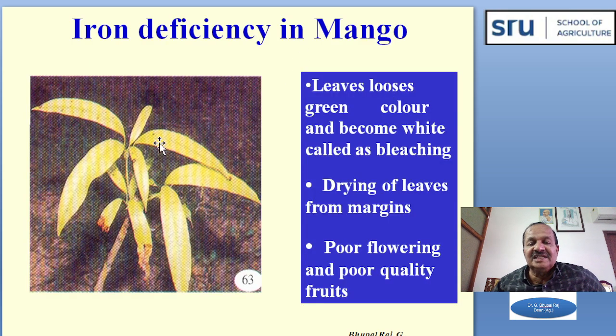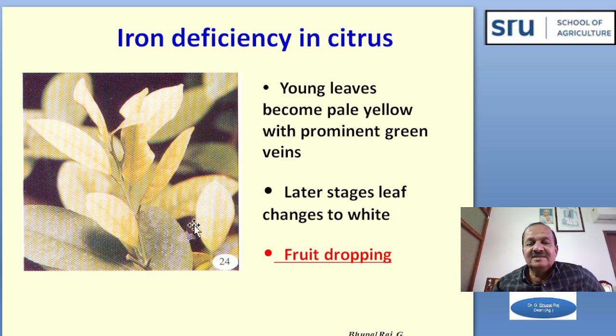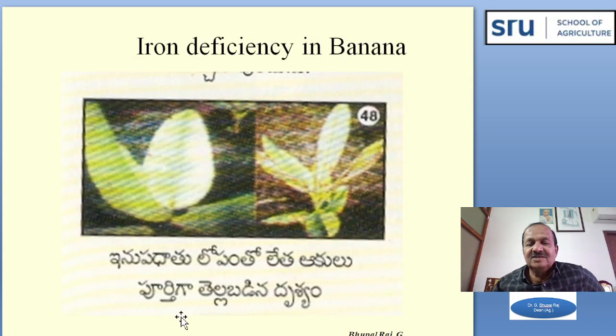In mango also, you see the leaves become yellow, and later turn to white portions. This is tomato again. Leaves lose the green color, become pale yellow, and later turn yellow. Light yellow spots will be seen all along the margin, starting from the base. This is citrus. You see the white leaves. White leaves means, no doubt, it is only due to iron deficiency. Here citrus fruits will also be dropping down. This is banana again, with yellowish and white leaves.